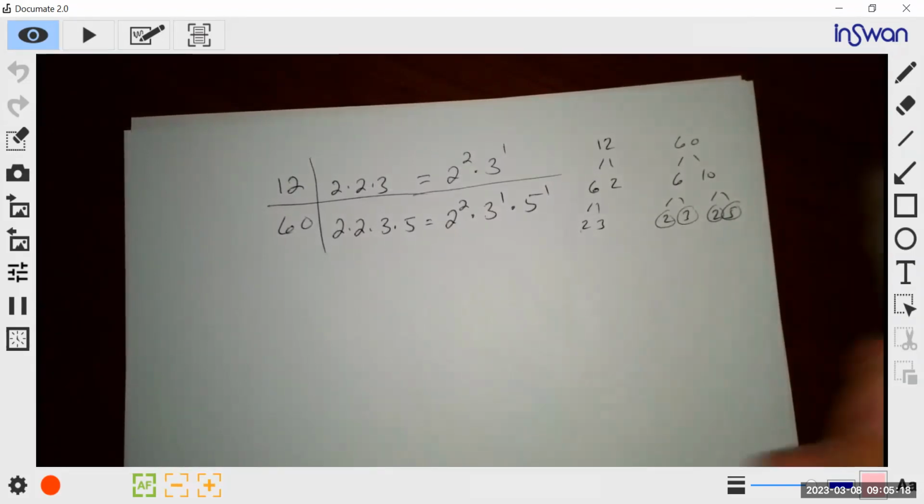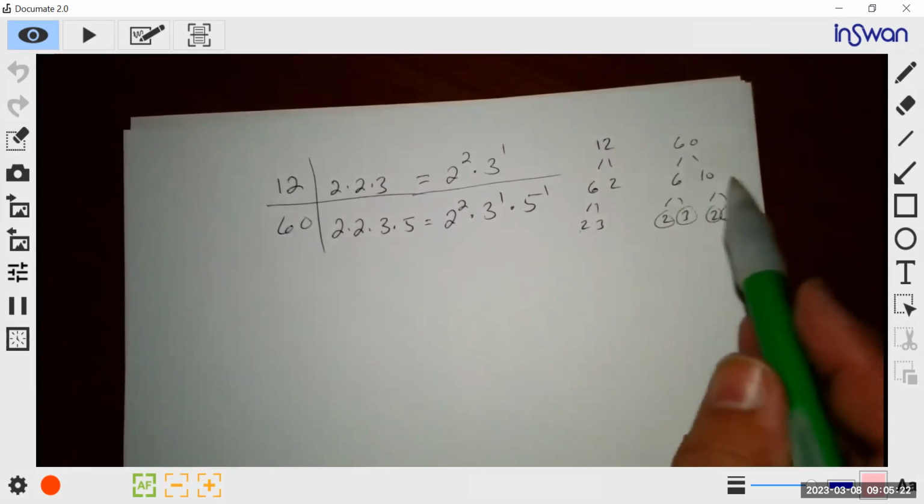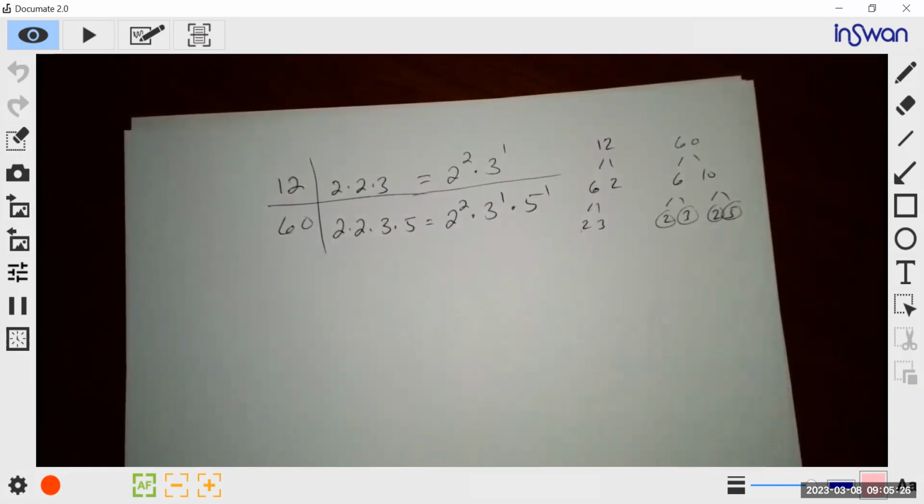You shouldn't have to look at the board, because you should be able to break down 60. 60 is 2 times 30, 30 is 15 times 2, 15 is 3 times 5. You should be able to do that yourself. Practice those.